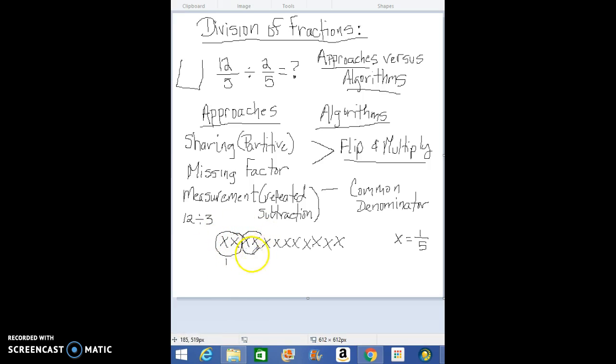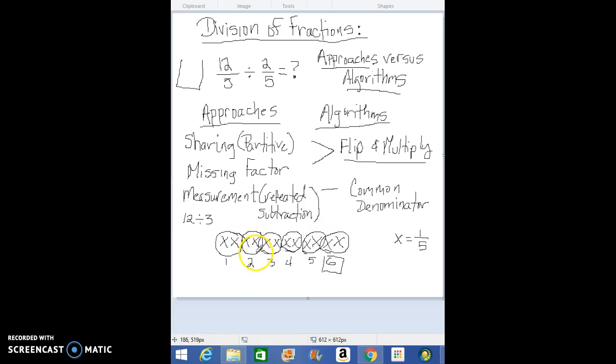1, 2, 3, 4, 5, 6. So my answer to this division problem is 6. I can form 6 groups of 2/5.